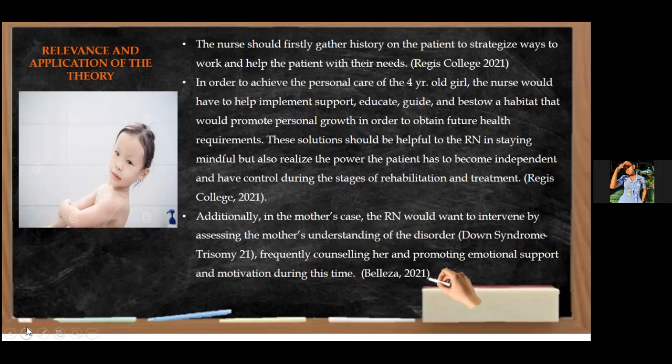These solutions should help the RN stay mindful, but also realize the power the patient has to become independent and have control during the stages of rehabilitation and treatment. Additionally, in the mother's case, the RN would want to intervene by assessing the mother's understanding of the disorder, Down syndrome, trisomy 21, frequently counseling her and promoting emotional support and motivation during this time.